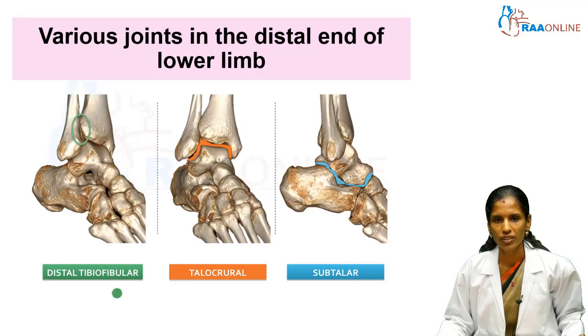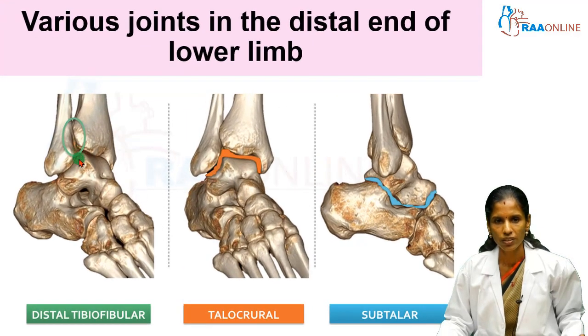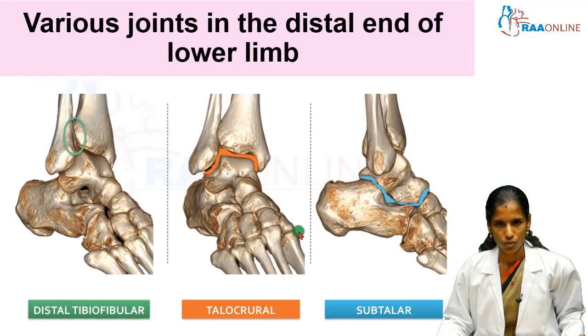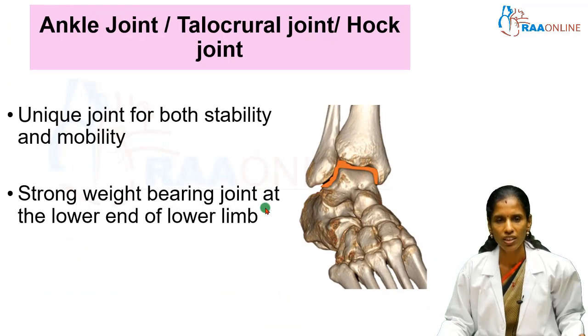There are various joints present in the distal end of the lower limb. These joints are closely related, so we will see one by one. So the first image represents the distal tibiofibular joint, which is a joint present between the lower end of tibia and fibula. The second image represents the talocrural joint, which is formed between the lower end of tibia, fibula and talus. This talocrural joint is also called as ankle joint. And third image, you can see the subtalar joint, which is present between the talus and calcaneum. So in this lecture, we are going to see in detail about the ankle joint.